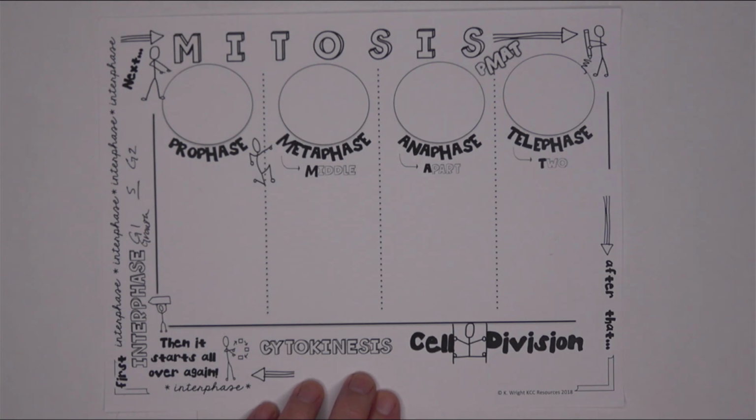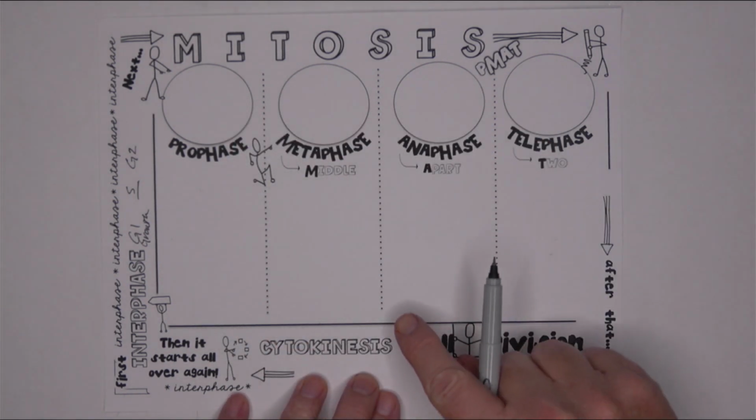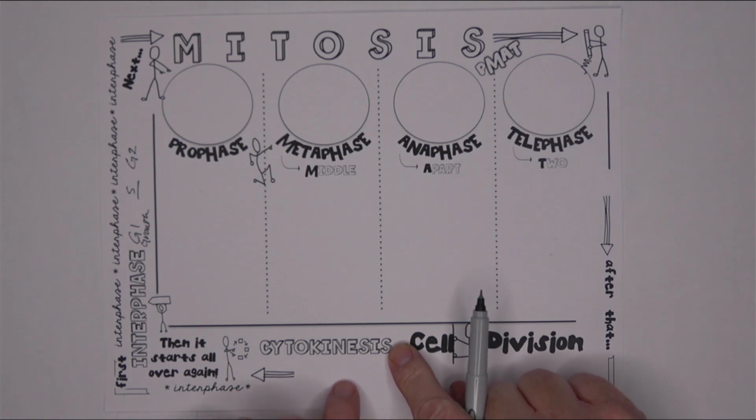And then G2 is still more of the growth, but it's really set up to get ready for what's going to be happening next, and that would be the division of the nucleus and then the division of the actual cell.